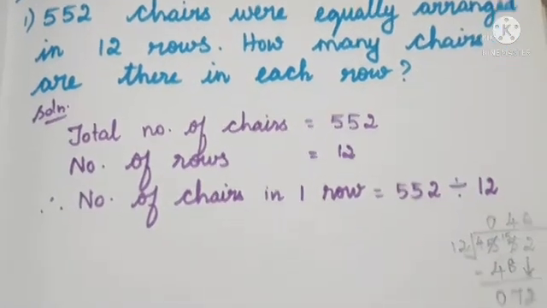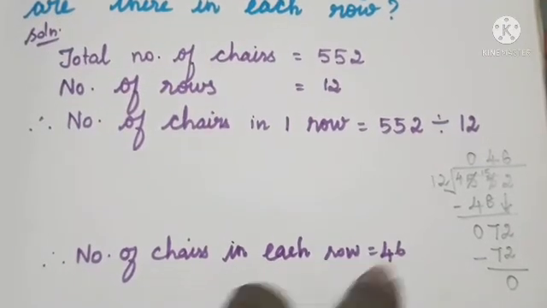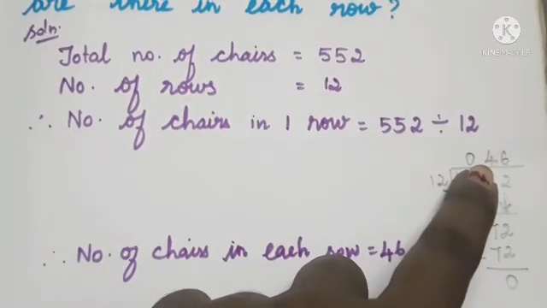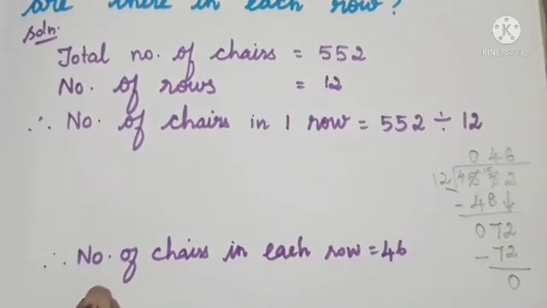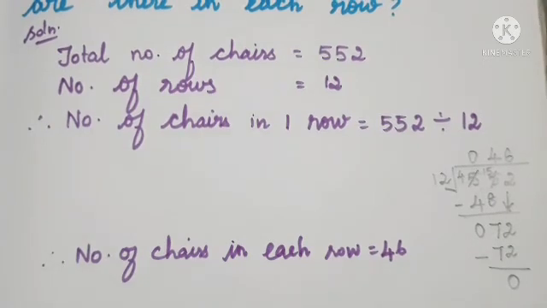If you divide 552 by 12, what's the quotient? 46 is the answer. So from here we come to know that 46 chairs are arranged in one row. In one row there are 46 chairs available. Next we can move on to the next problem.